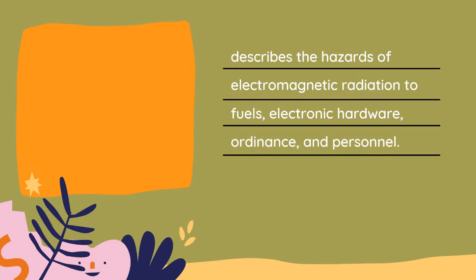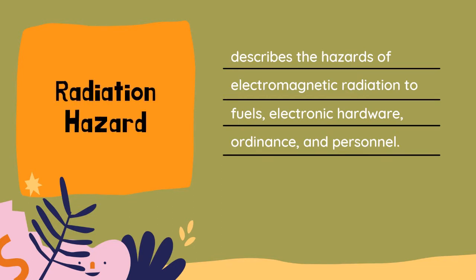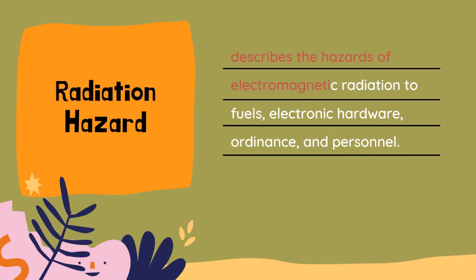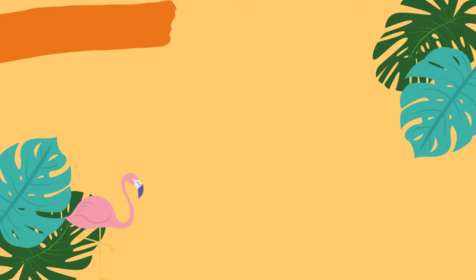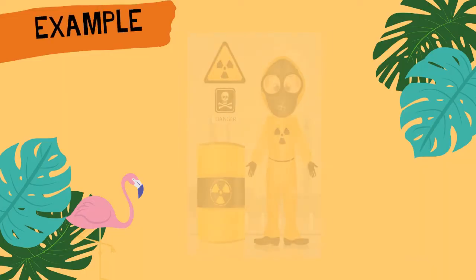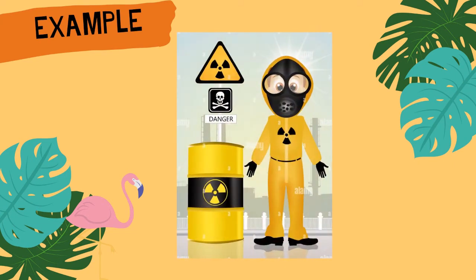The last type of hazard is the radiation hazard. It describes the hazard of electromagnetic radiation to fuels, electronic hardware, ordnance, and personnel. Some of the examples under radiation energy is the exposure to electromagnetic energy.